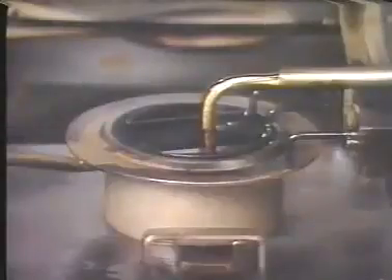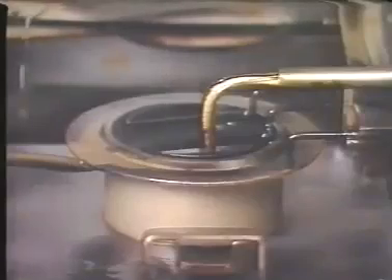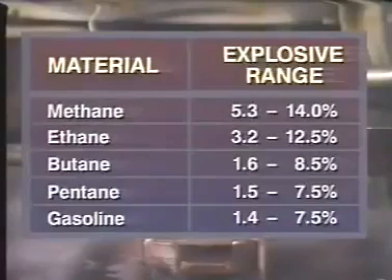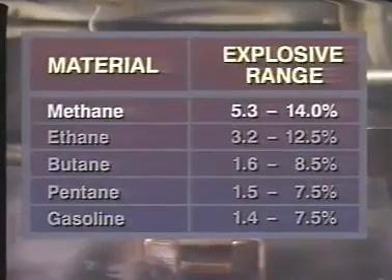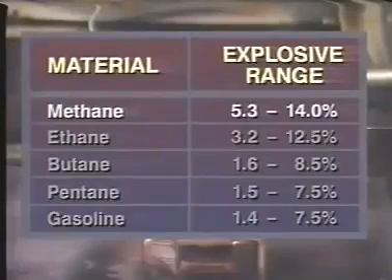For a mixture to be explosive, the percentage of vapor in air must come within certain limits. This chart shows the explosive range of some hydrocarbons when mixed with air. For example, when an atmosphere contains between 5.3% and 14% methane, it forms an explosive mixture.